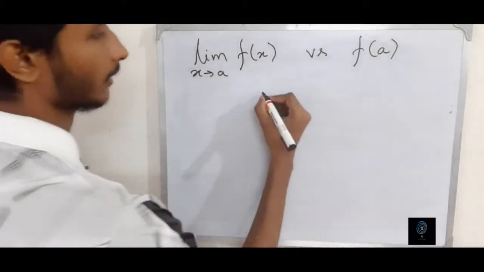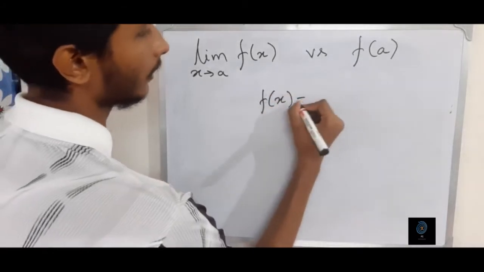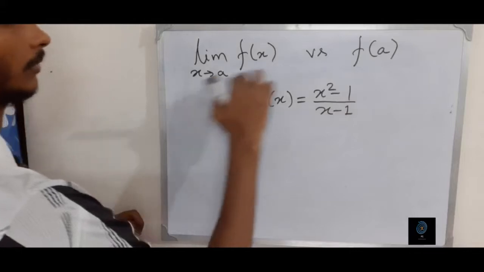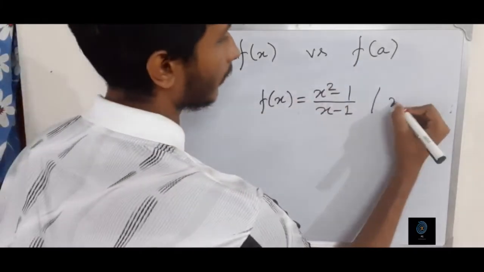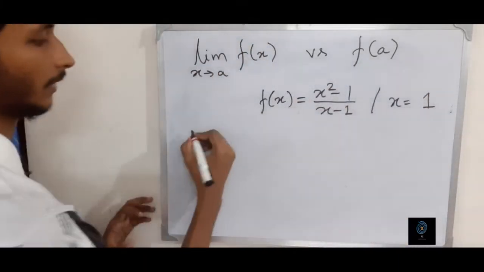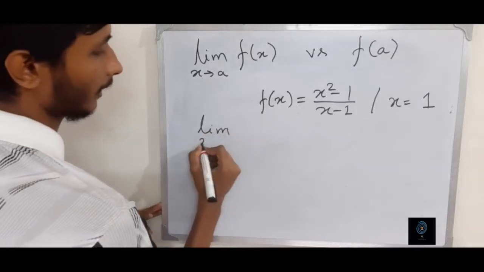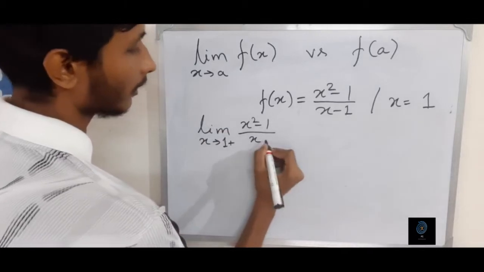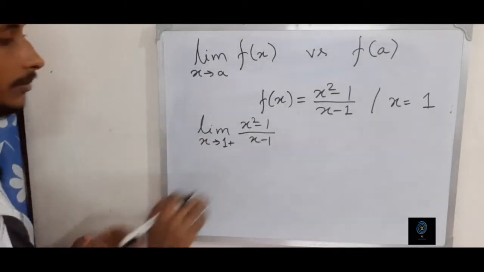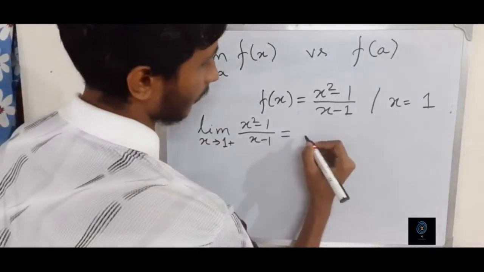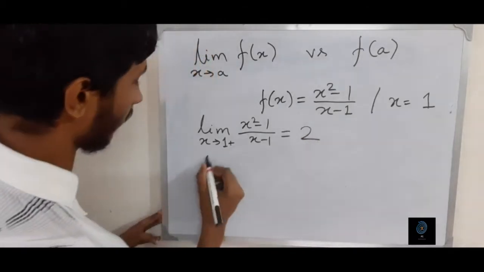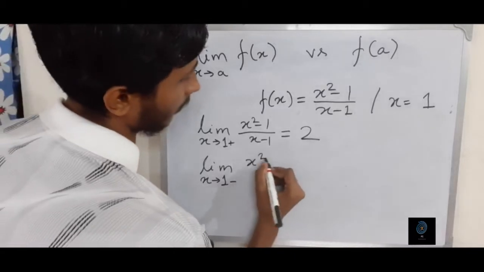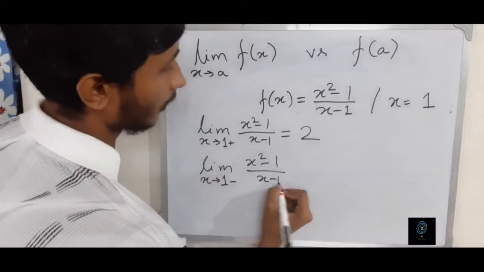Here we again take our first example, that is f(x) equal to x squared minus 1 by x minus 1, and try to compute both these values at x equal to 1. We have done this many times: limit x tends to 1 plus of x squared minus 1 by x minus 1, when x is approaching 1 from the right hand side, is equal to 2, and when x is approaching 1 from the left hand side, this is also equal to 2.